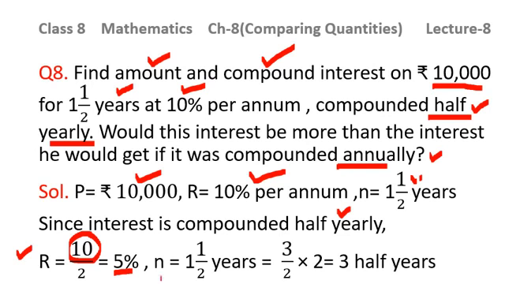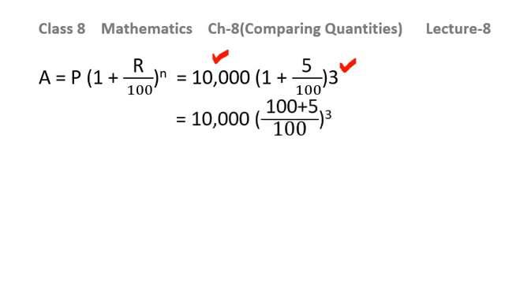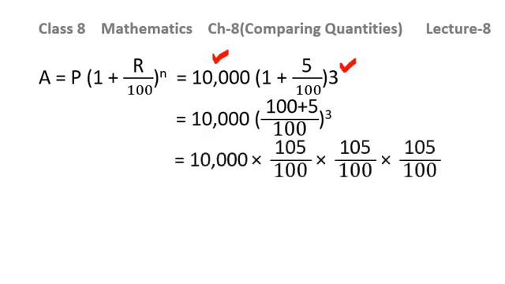N is given to you as 1.5 years. So it will be 3 by 2 into 2. So total it will be 3 half years. So rate of interest will be 5%. Time will be 3 half years, and principal is rupees 10,000. So putting the values here in the formula, it will be amount is equal to principal into 1 plus r over 100 raised to the power n. So putting the values, 10,000 bracket 1 plus 5 over 100 raised to the power n, that is 3. So after solving the bracket, you will be getting 100 plus 5 over 100 raised to the power 3. Then this factor will be written 3 times because the power is 3.